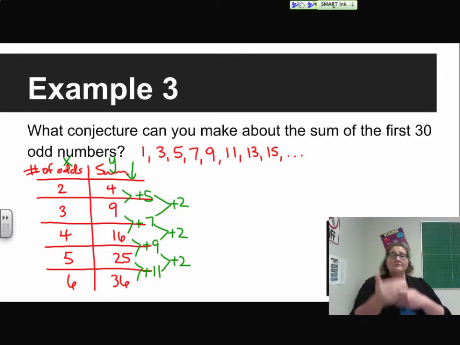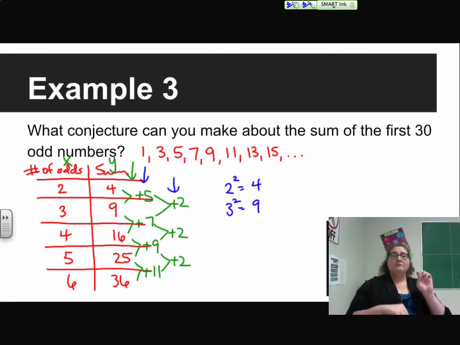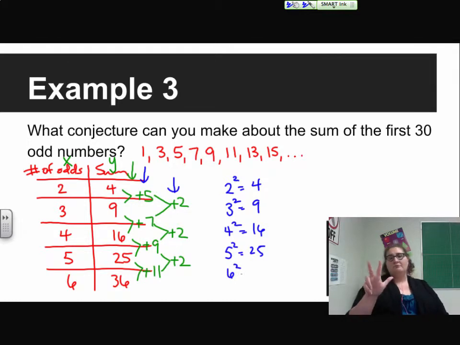Whenever your pattern takes 2 steps to go out so that it starts repeating itself over and over again, that usually indicates that you have a squared value. So with that in mind, what do you do to 2 to get to 4? Well, we know that 2 squared is 4. 3 squared is 9. Let's see if the pattern holds. 4 squared is 16. 5 squared is 25. And 6 squared is 36. There's my pattern. So now if I want the sum of the first 30 odd numbers, I'm going to take 30 squared and get 900.